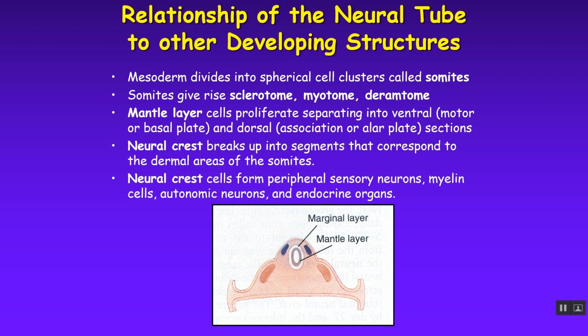The neural crest cells we've mentioned form the spinal ganglion, but they also form the peripheral sensory neurons, which is where the spinal ganglion are. And in the periphery, the myelin, the Schwann cells, come from that. They also form your autonomic neurons that are going to go to your vessels and your organs and so forth, and endocrine organs. So those neural crest cells are pretty important. That's this blue stuff right here. It's going to form all of those. And they're going to break into segments too, to correspond with the somite regions.